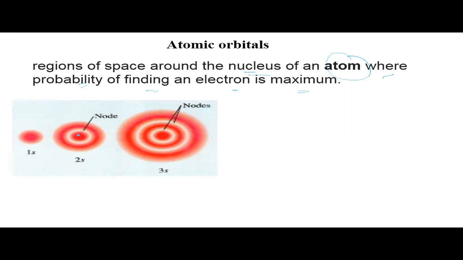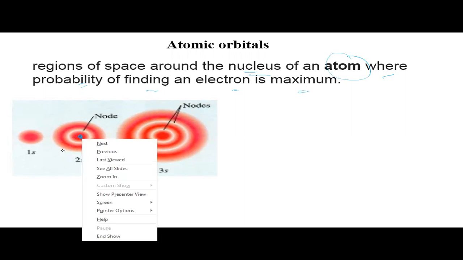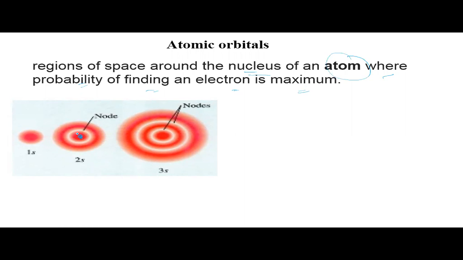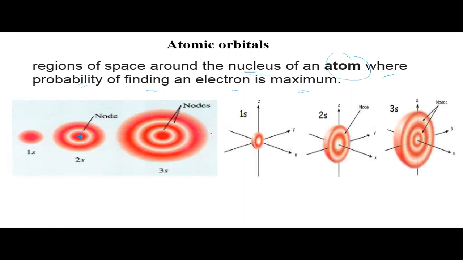This is the nucleus, around which the probability of finding an electron is maximum. This is a three-dimensional area of space. This white part acts as the nucleus, and this red part is the electron density. So the white part is the nucleus, and around it is the electron density or probability density, where the probability of finding an electron is maximum.